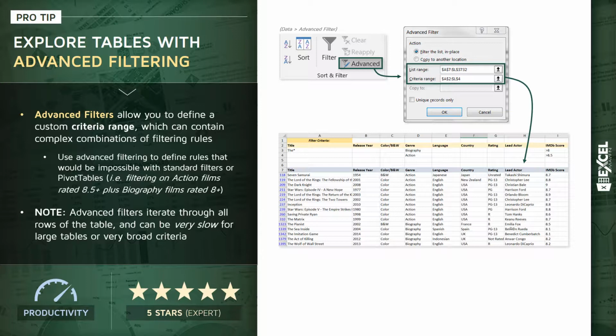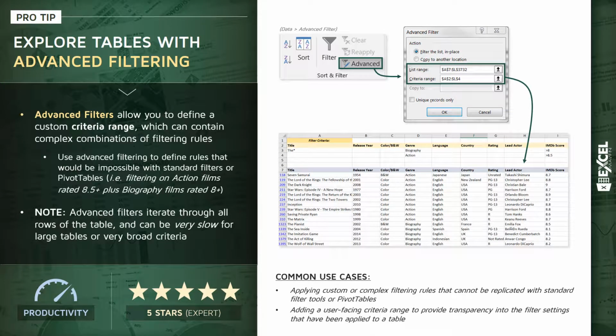And what that means is that it's very powerful and very flexible, but it can also be very slow, especially if you're dealing with very large tables or if you set very broad criteria that returns thousands or hundreds of thousands of rows.